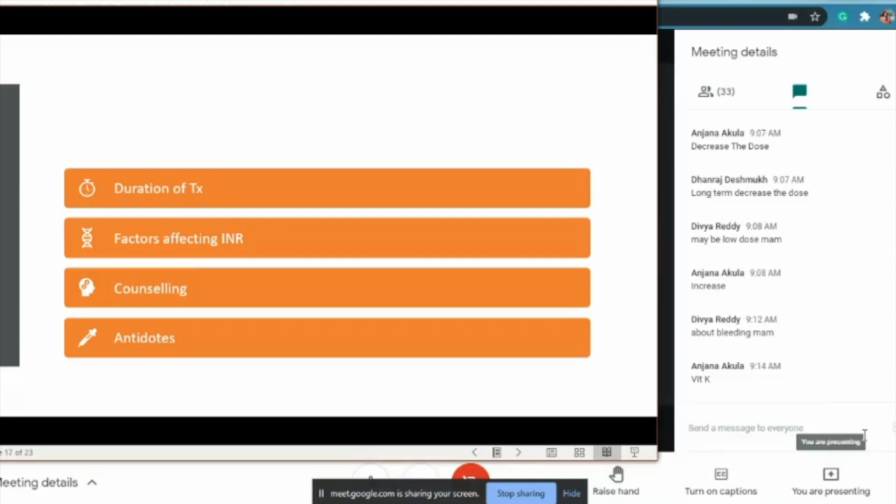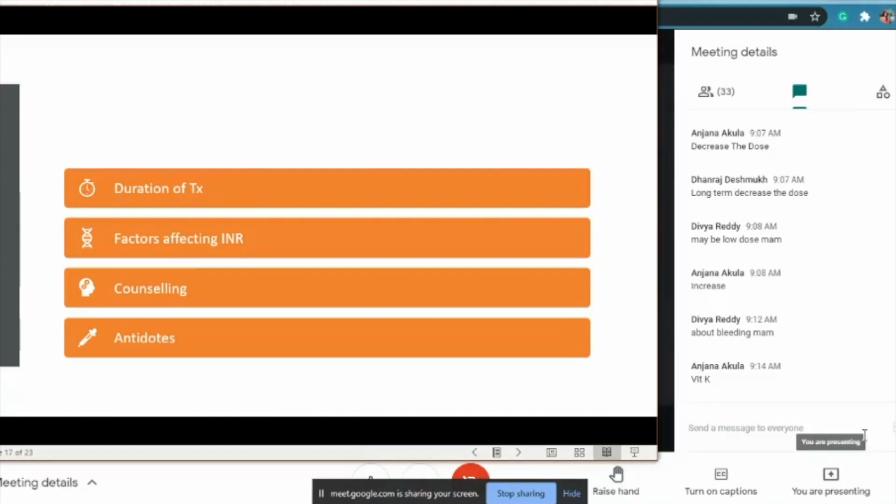If the patient has an INR above 9 and there is no bleeding, then we have to give vitamin K orally. So again, if the INR is above 9 and no bleeding, we give oral vitamin K. If the patient is having bleeding, in that case, we have to give intravenous vitamin K.